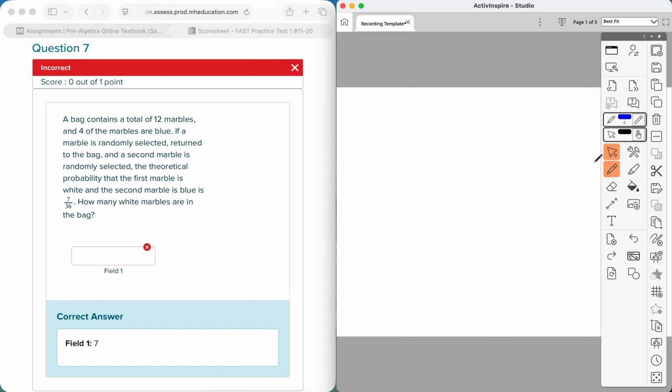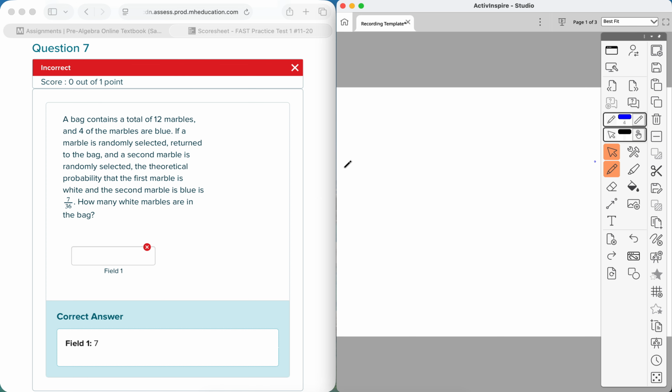A bag contains a total of 12 marbles and 4 of the marbles are blue. If a marble is randomly selected, returned to the bag, and a second marble is randomly selected, the theoretical probability that the first marble is white and the second marble is blue is 7 over 36. How many white marbles are in the bag?